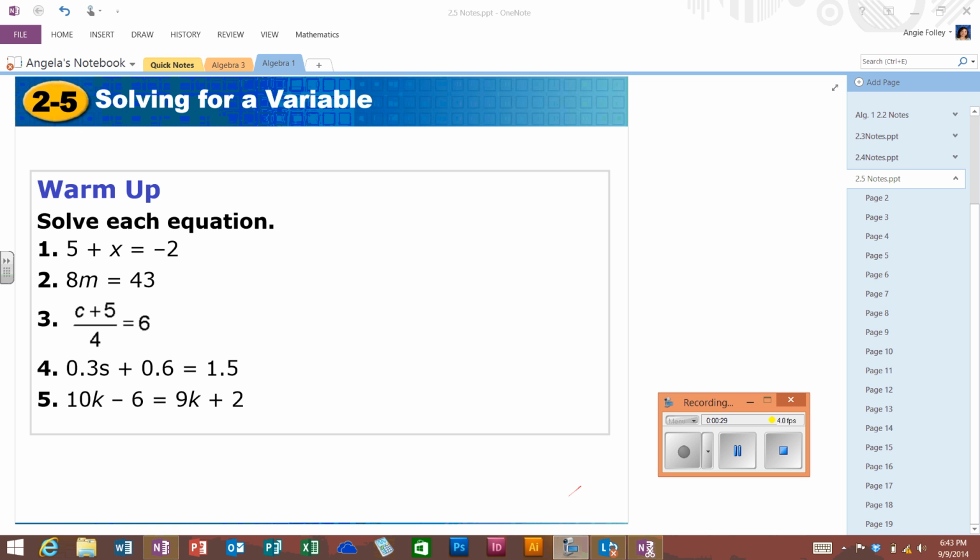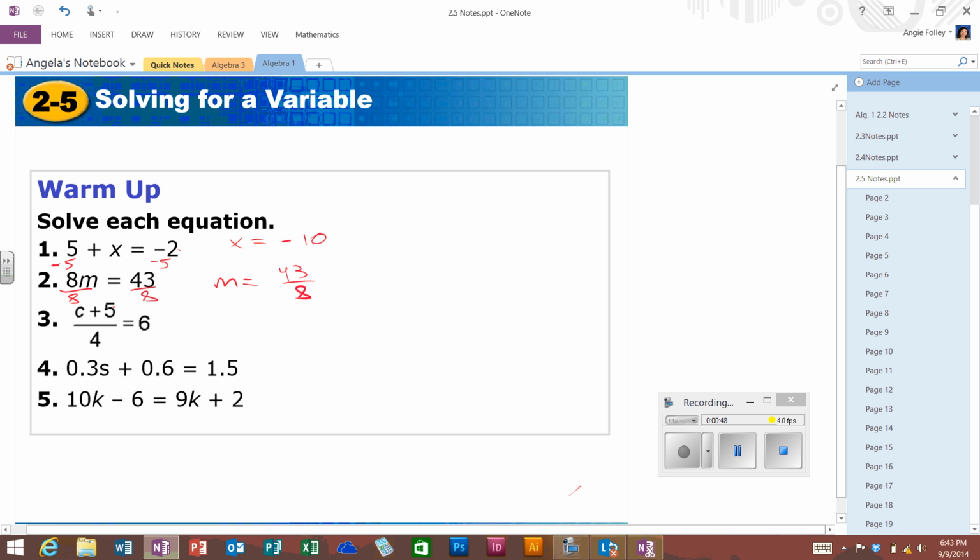So make sure you've tried it. So we're going to subtract 5 from each side. So then I get x is equal to negative 10. On the next one, I'm going to divide by 8 on both sides. And 8 doesn't go evenly into 43, so we're just going to leave it as 43 over 8.